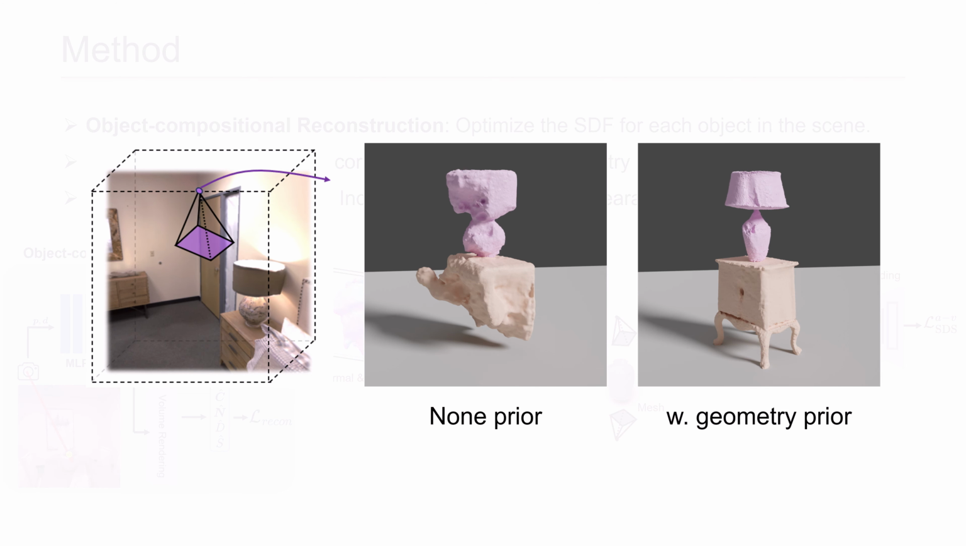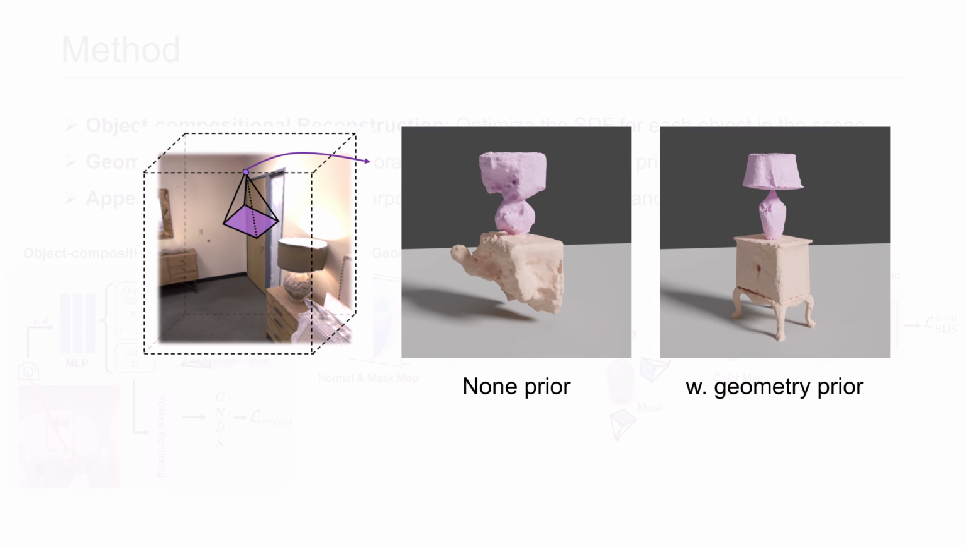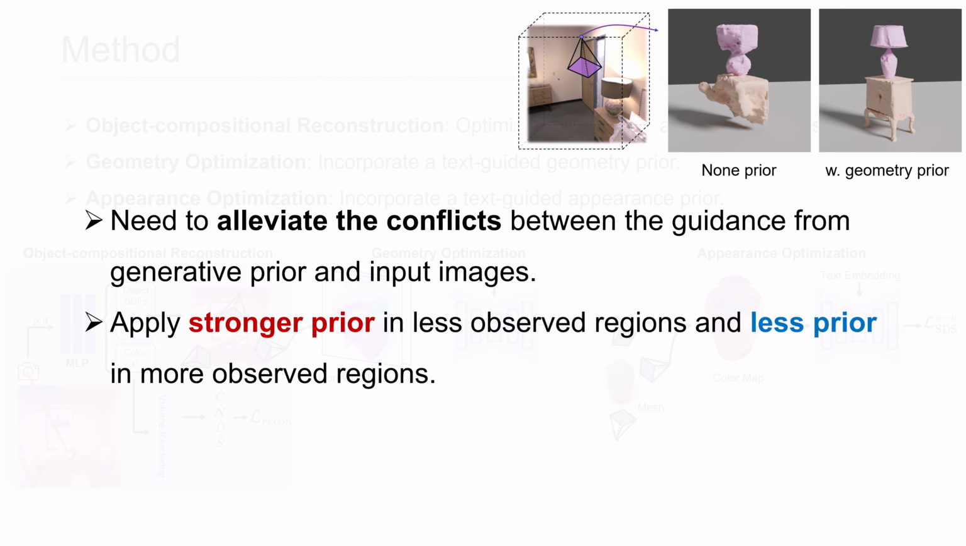Although geometry and appearance optimization can fill in missing information in unobserved and occluded regions, they may damage original information in observed regions, leading to conflicts between the guidance from the generative prior and the input images. To alleviate these conflicts, we propose to apply stronger priors in less observed regions and reduce them in more observed regions.